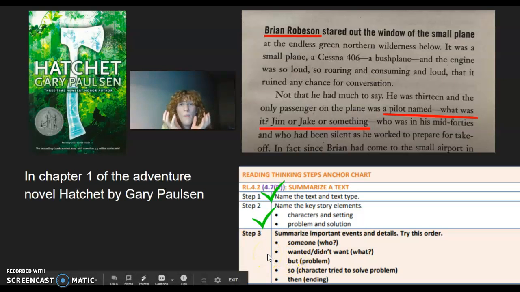I'm gonna put all my thinking together and summarize the important events and details. And I gotta know that a good reader puts them in an order that makes sense. And some of you might remember, someone wanted, but, so, then. Someone, my character, wanted. What did they want? But, my problem. So, how did they try to solve the problem? And then the ending. Now that I know which order to organize my thoughts, I can write it down.